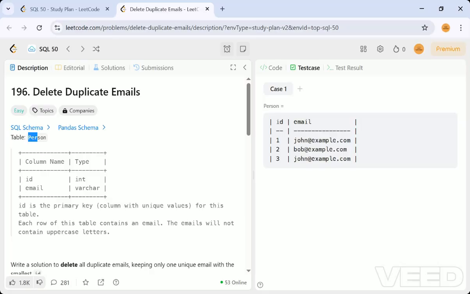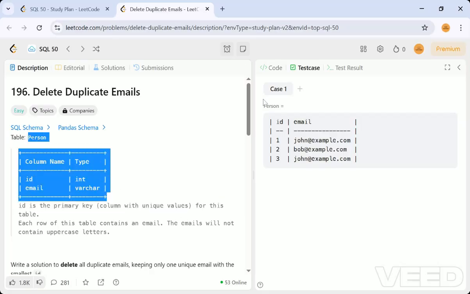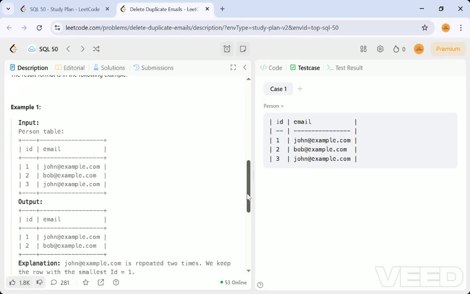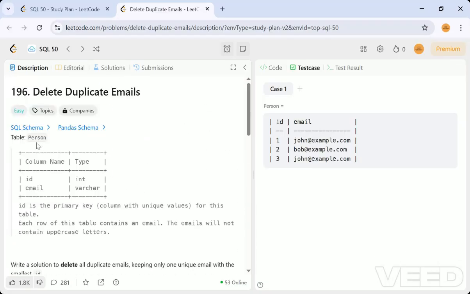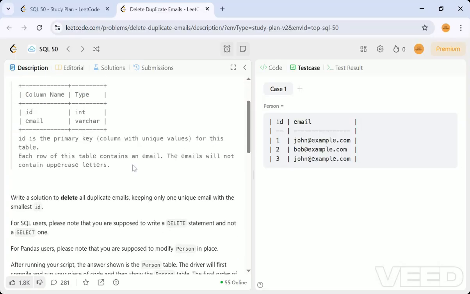So here is the table. Let's see the schema first, then understand the problem statement, and then try to solve it by writing the query. Person is the table. We have the column id, which is an integer, and email, which is a varchar. id is the primary key, which is a unique value, and the table contains emails. Emails will not contain upper case letters. That is the data they have given.